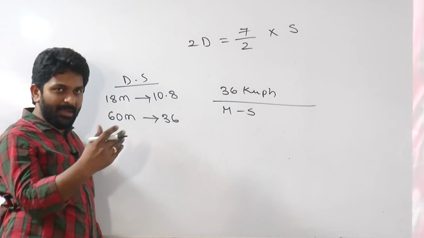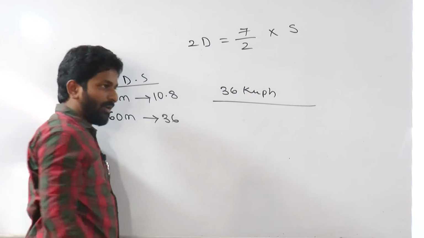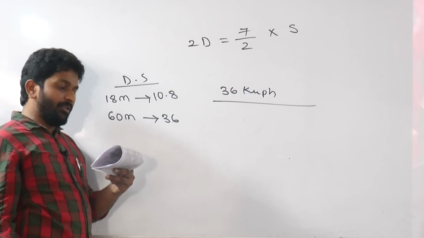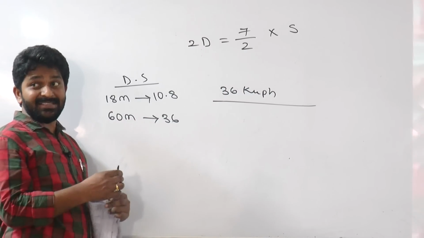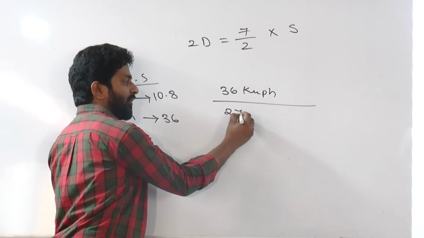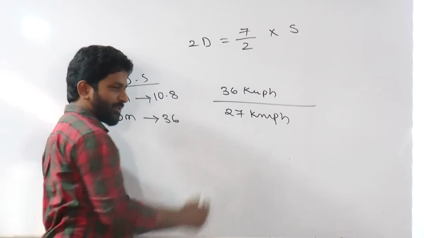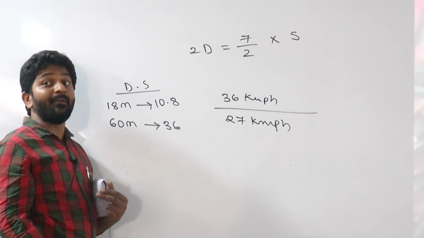The difference between downstream and upstream is 2s. From this number, if you subtract 2s, you will get upstream. What is the s value given in the question? 4.5. 2s in the sense 9. So you need to subtract 9 from this number. That will be 27 kilometers per hour. Downstream speed, upstream speed. But you need to calculate the average speed.